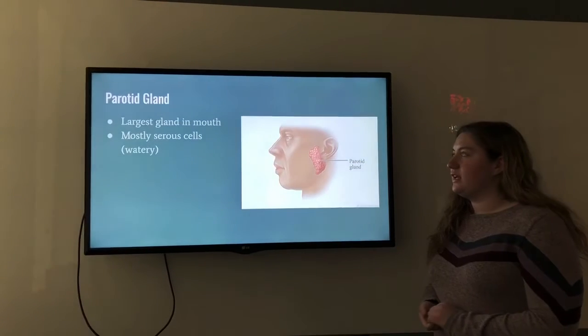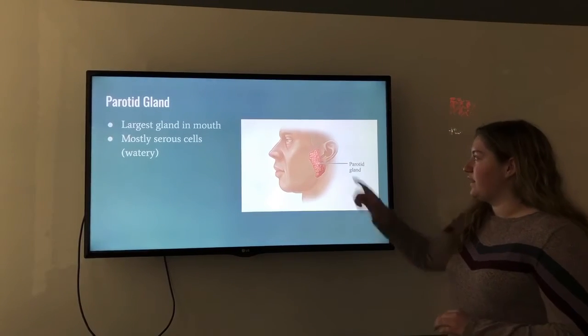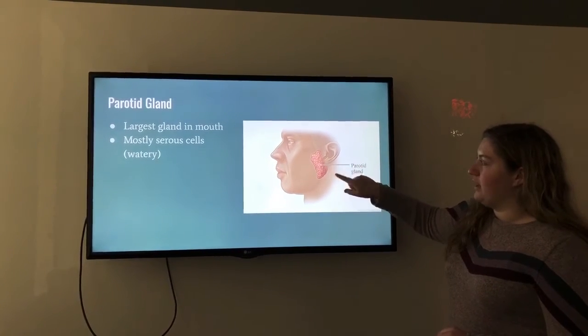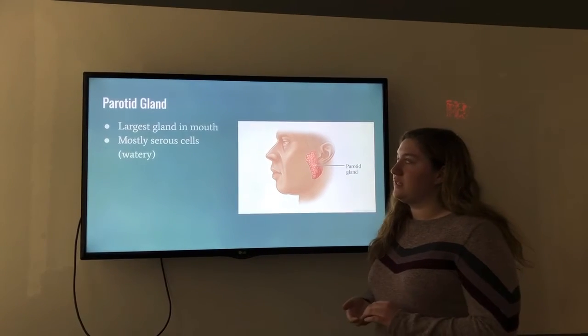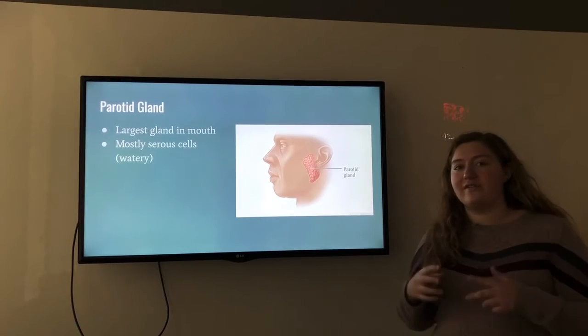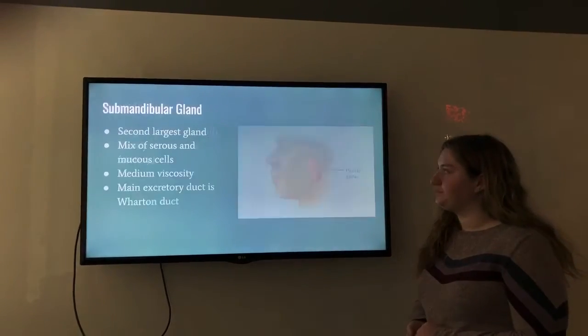So the first gland is the parotid gland. It's found towards the back of your head and in the very back of your mouth, and it's made up of mostly serous cells, which means that the saliva it secretes is more watery.